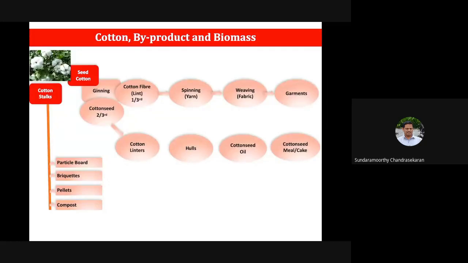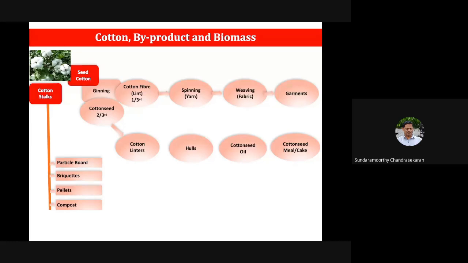and which on processing gives these byproducts, like we can get linters from the cotton seed, and the outer cover hulls can be removed, and the inner kernel gives you oil and the cotton seed meal. So basically, all four products will be obtained in the value chain which is being done on a scientific basis. That is, whenever the oil extraction is on a scientific basis, we get all these byproducts where they remove linters, hulls, and then go for oil extraction.